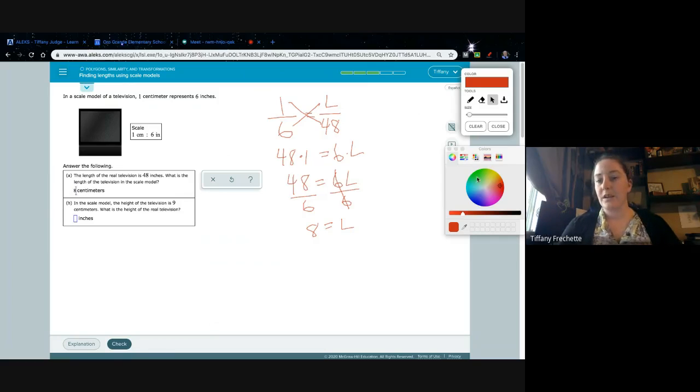All right. Last one here. We have to go back to our 1/6 equals. Now we need to figure out what we are looking for. In the scale model, the height of the television is 9. So they're telling us this is a scale model. What is the height of the television in the real television? I was going to say in real life. So we don't know. I'm going to use h for height.